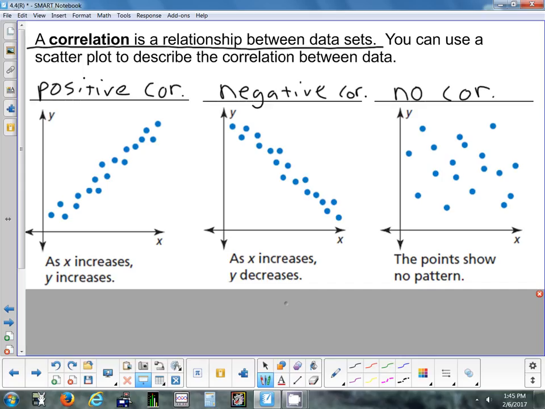All right, so there's some different examples. Does everybody have these 3? Positive correlation, negative, and no correlation? Okay. And did everybody add that sentence? A correlation is a relationship between data sets? Okay. So that's all a correlation is. It means there's a relationship.